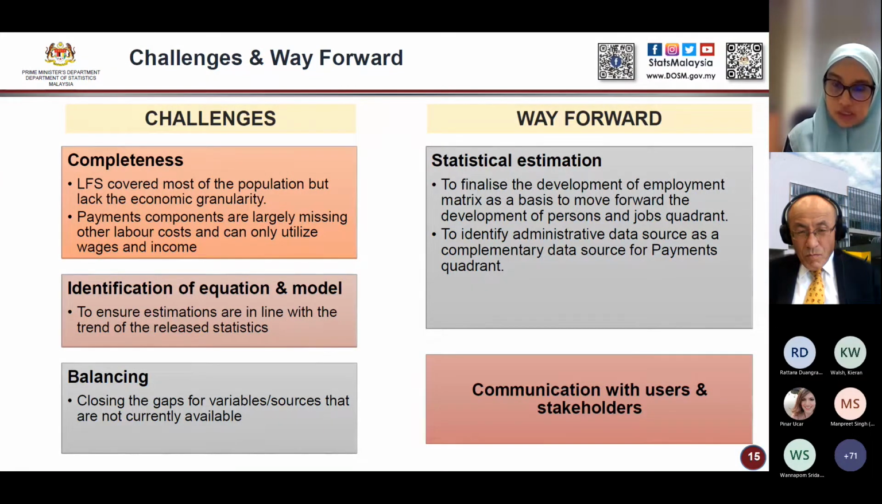Another way forward is that, while we are doing this, we are trying to communicate with users and stakeholders on the current gaps in the labour statistics, the plan for development of the labour market information analytic platform, and the framework of the labour account in that development. So that's all from me. Thank you very much.